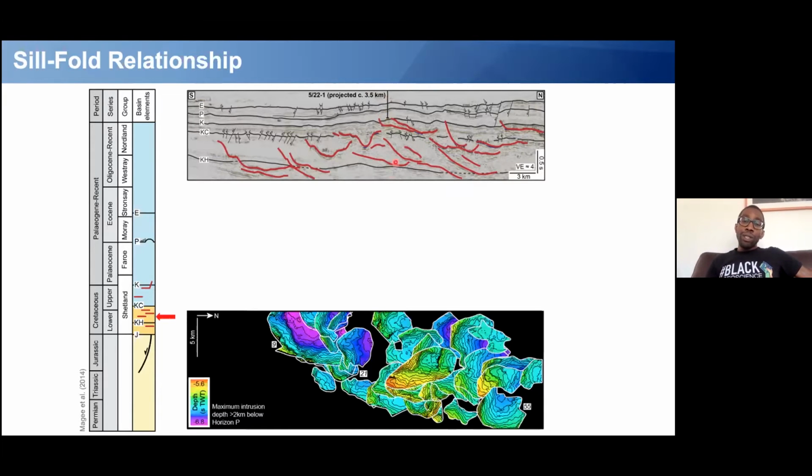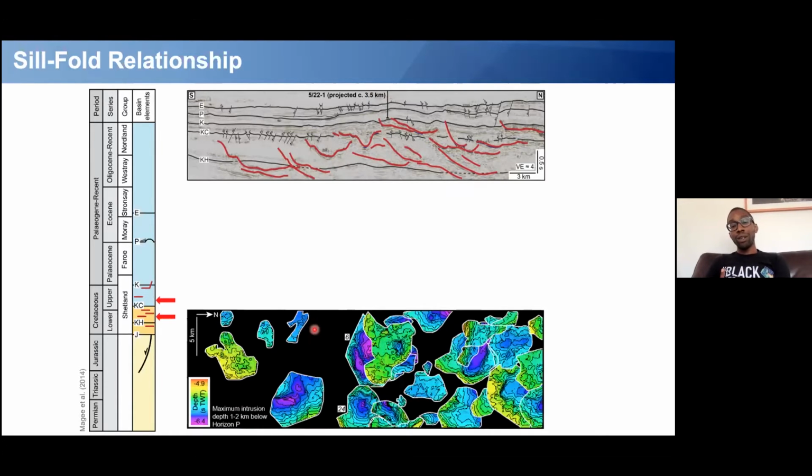So here are some of the sills that were mapped more than 2 kilometers beneath the Paleocene horizon. So these are the deep sills. So this is the deep lying sills. And you can see here, they're just tessellated, right? So we're just showing them all together, but you can see they're very densely clustered here in the north and less densely clustered towards the south.